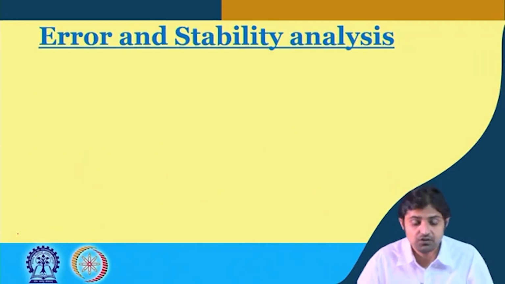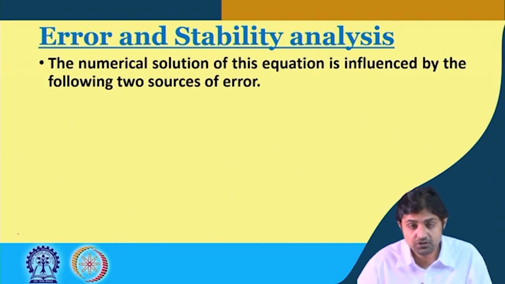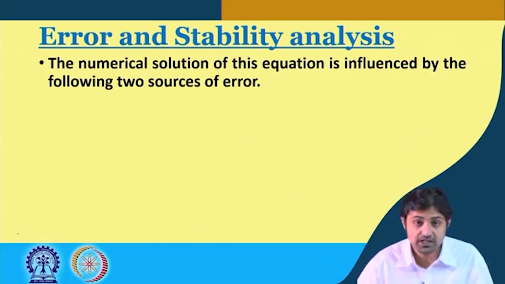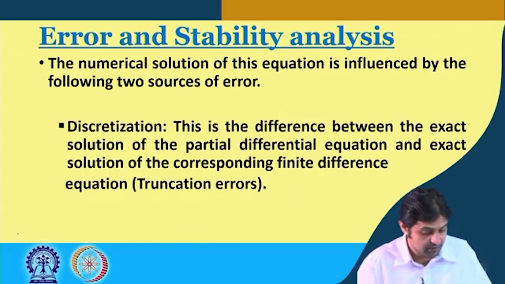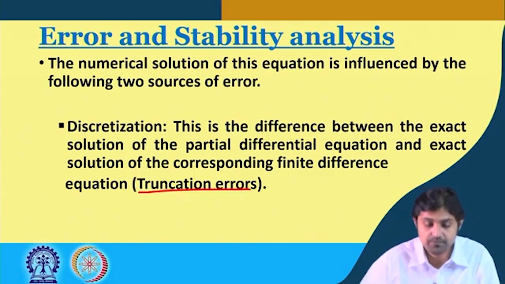Now there is something called the error and stability analysis. The numerical solution which we have obtained using the finite difference scheme is influenced by two sources of error. One is discretization. This is the difference between the exact solution of the partial differential equation and the exact solution of the corresponding finite difference equation. These are the truncation errors.